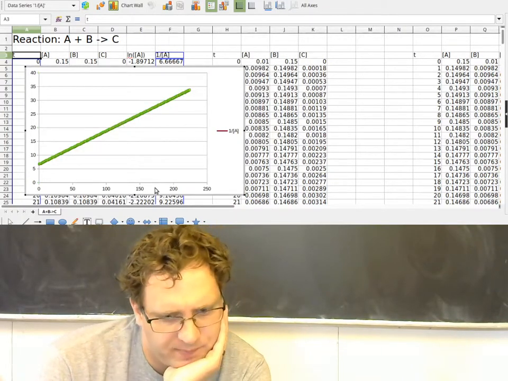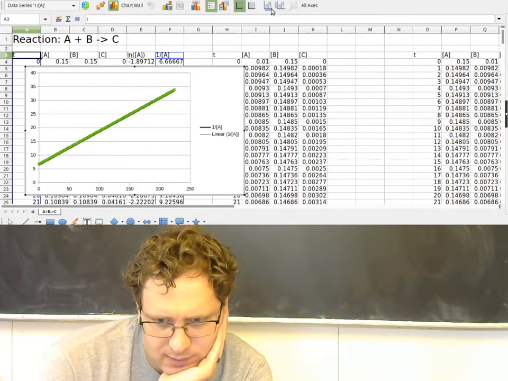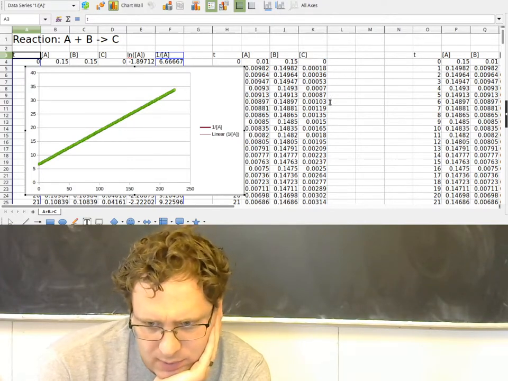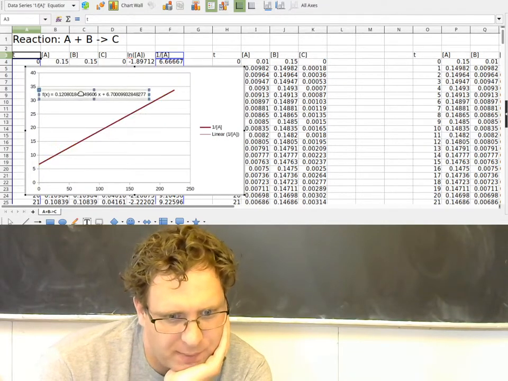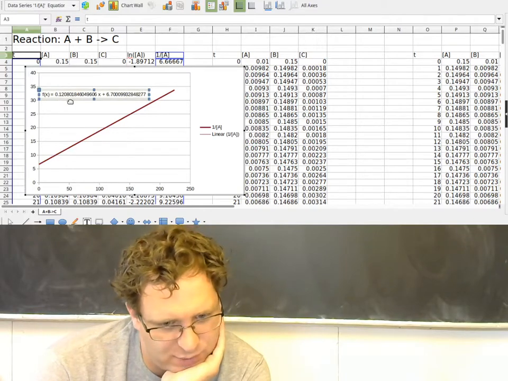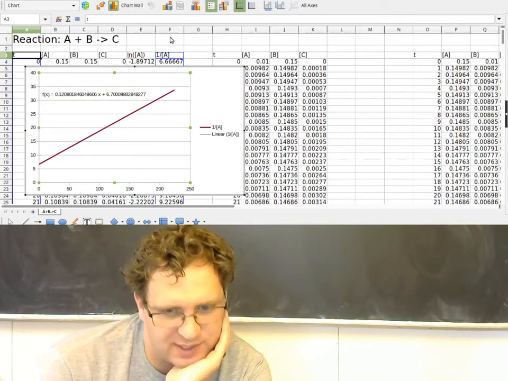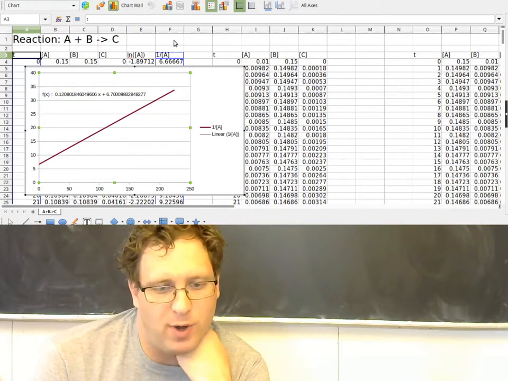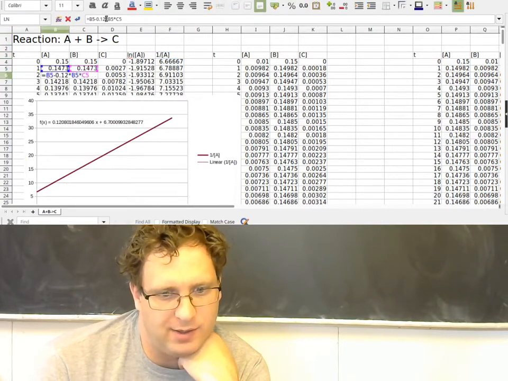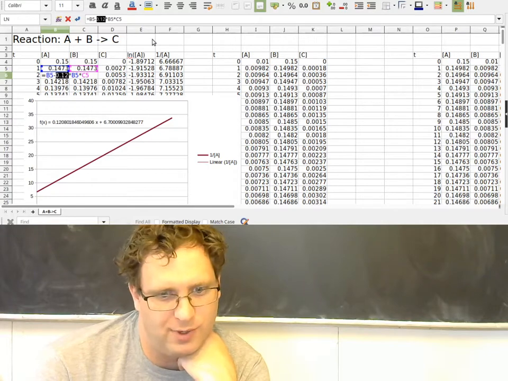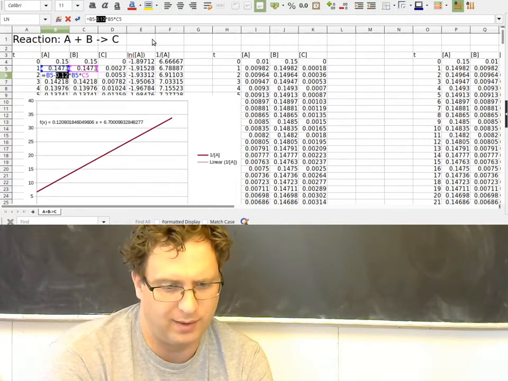And if we insert a trend line and we show the equation on the chart, then we can see that y is equal to 0.1208 times x plus 6.7. That 0.1208 suggests that our rate constant is 0.1208. And if you cheat and look down here in the equations, you can see that it is 0.12. So that was accurate to within about 1/10 of 1%.